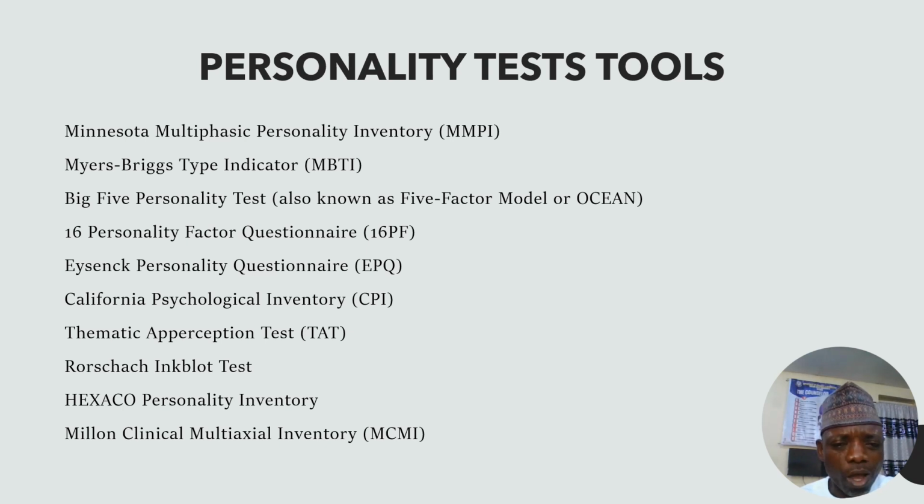And not only this, we have EPQ, one of the instruments that you are expected to use as a psychologist. And CPI, TAT, you can use TAT to support someone. And we still have the HEXACO Personality Inventory, and the Millon Clinical Inventory. If you take your time to make use of them, you can support someone, and I believe someone will get to know what it's all about. So this is just the simple explanation that we have.